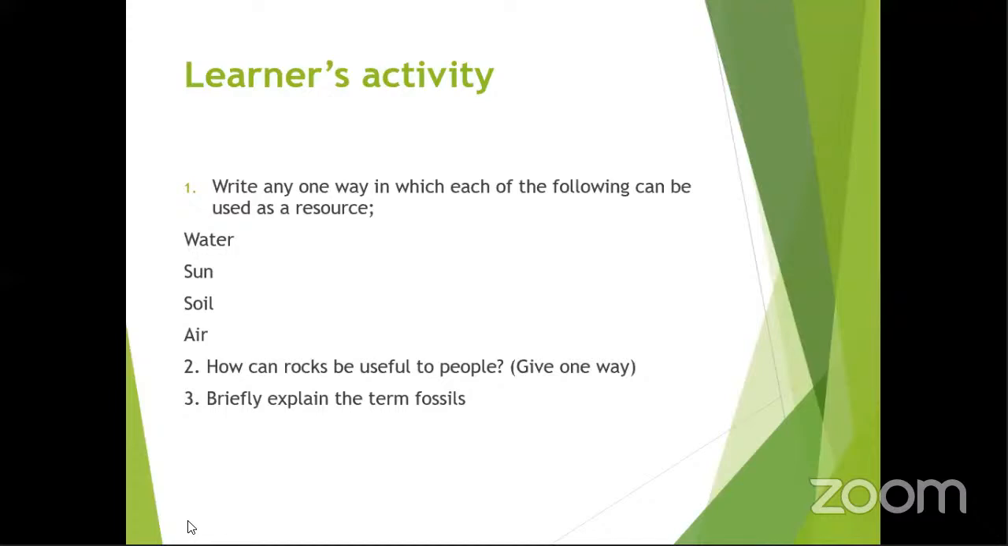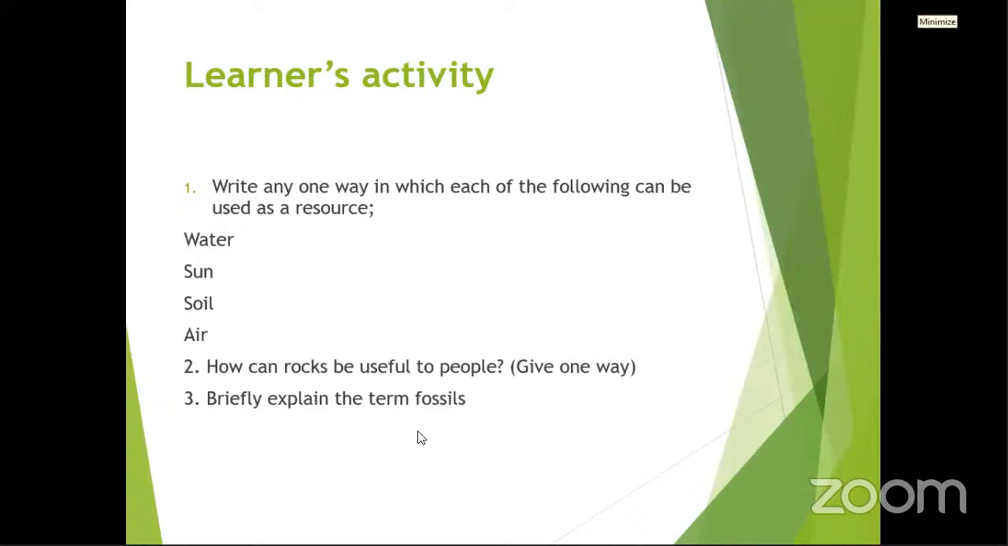Write any one way in which each of the following can be used as a resource: water, sun, soil, air. As simple as that. So you give one way for each, how each of these is used as a resource in the environment. Number 2 is here. I need another person to read this first. Yes, Melissa. How can rocks be useful to people? Give one way. As simple as that.